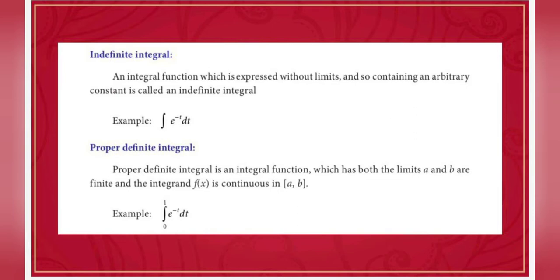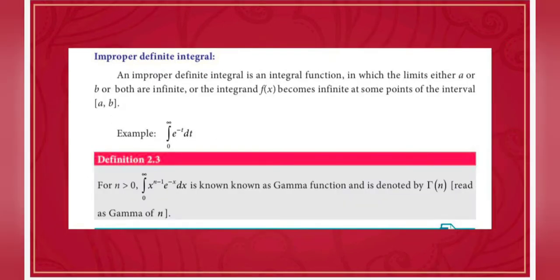An integral function which is expressed without the limits and containing an arbitrary constant is called an indefinite integral. Example, integral e power minus t dt. That is, without the limit means we will call it an indefinite integral. It has no limits. Whereas the proper definite integral means it will have a starting point and an end point. Okay. Now we'll move on to the improper definite integral.